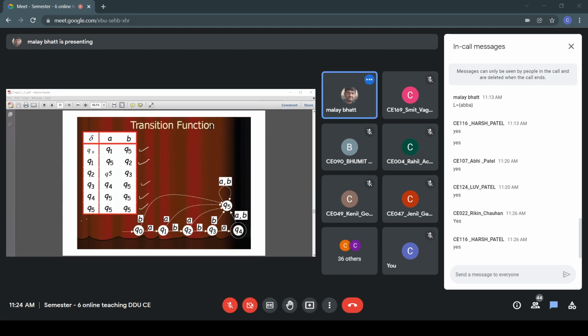Is this clear? Yes, any doubt in this? Yes, do you have any query?